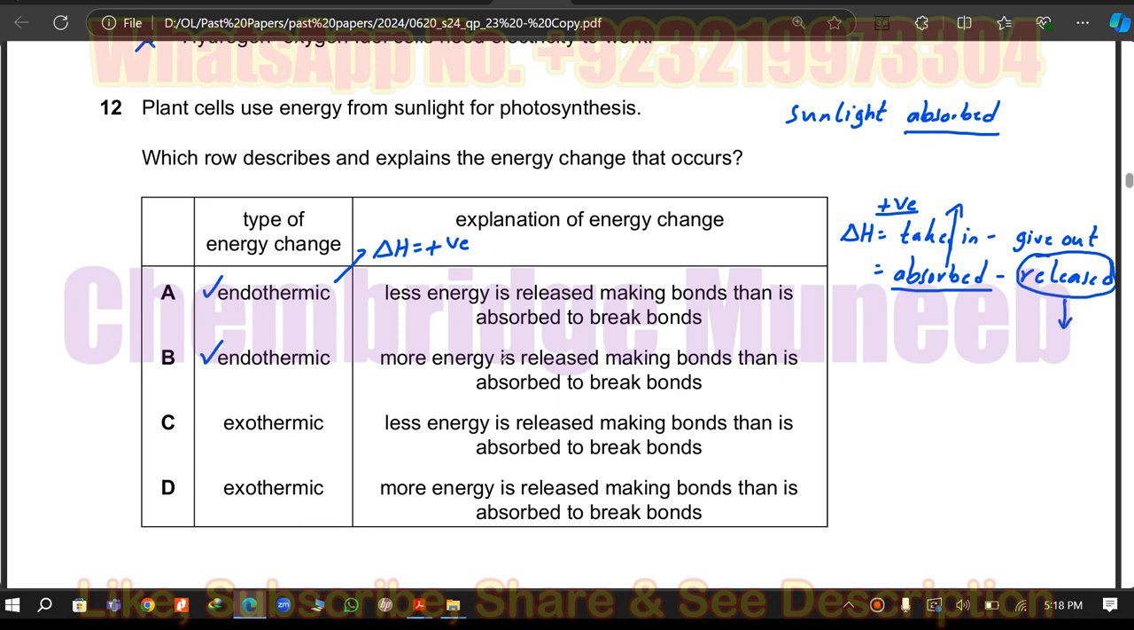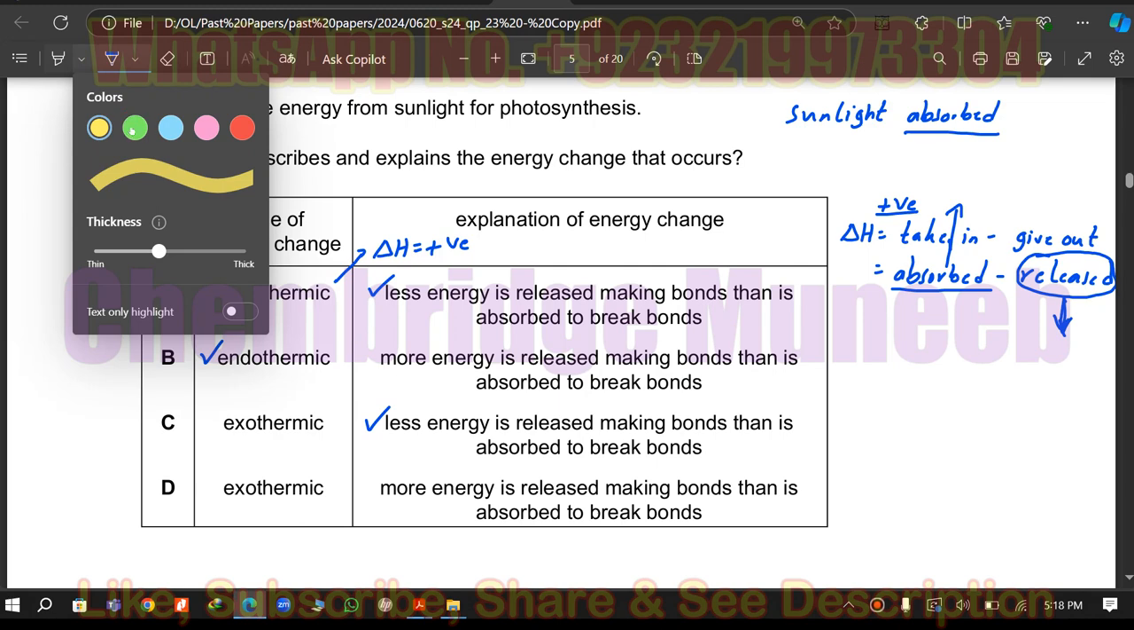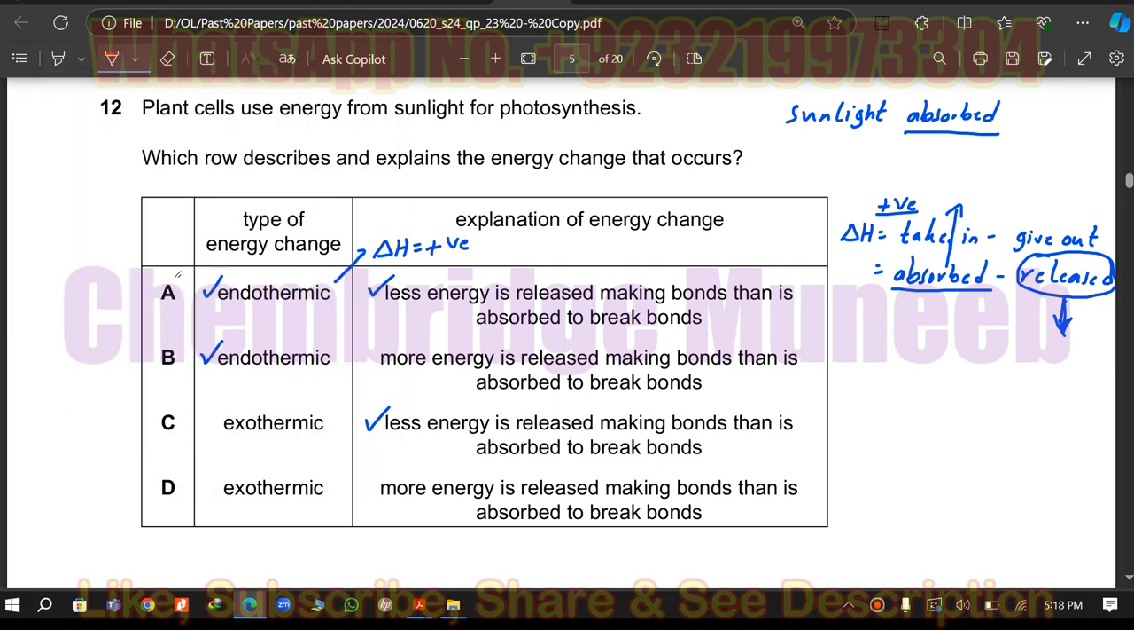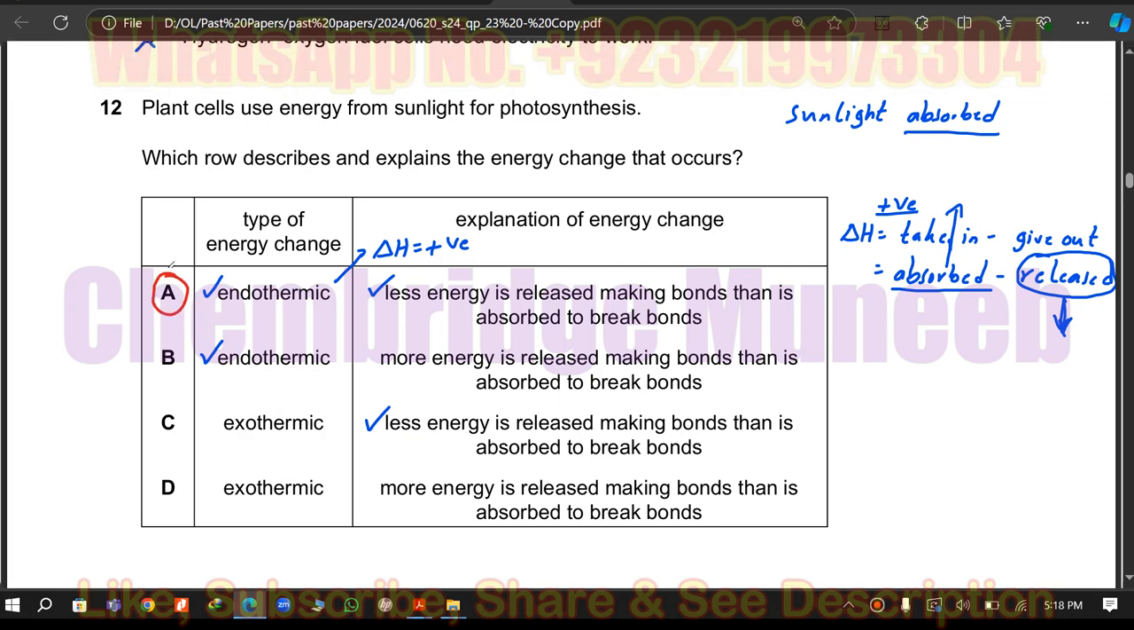So we can see this in the statement that less energy is released making bonds than is absorbed to break bonds. So this option becomes correct. When there will be less value of the released energy and more value of the absorbed energy to break bonds, then we will have an endothermic situation. So according to the explanation, both options A and C are correct. But since the first row has both the options correct, our right answer is A.